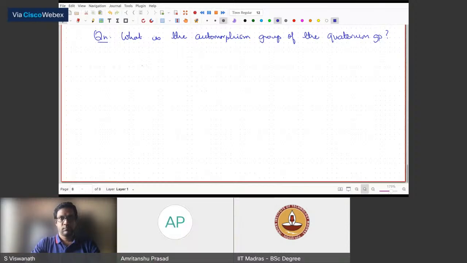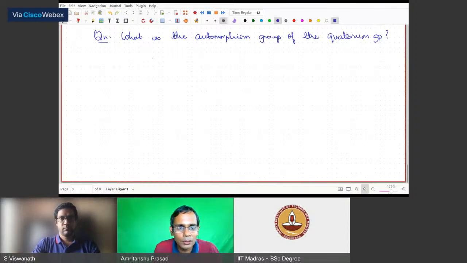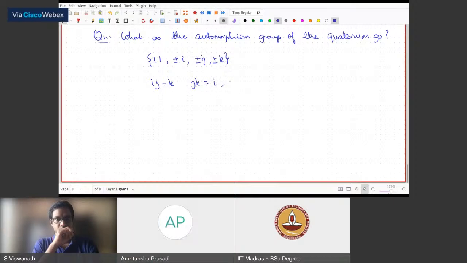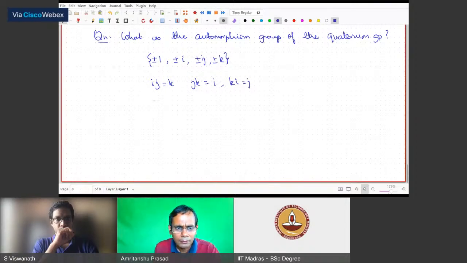So as you know, the quaternion group consists of elements plus or minus 1, plus or minus i, plus or minus j, plus or minus k, and you have ij is k, jk is i, ki is j, and then you have i squared is j squared is k squared.